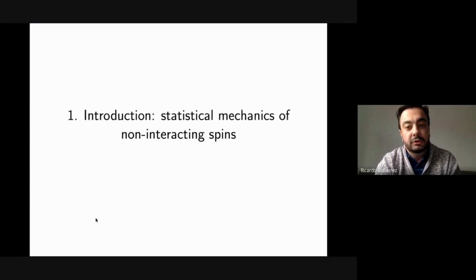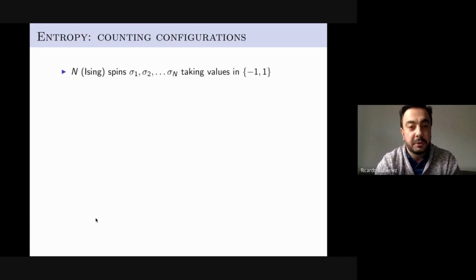So first, introduction, statistical mechanics of non-interacting spins. The idea is very simple. We have n Ising spins, and they take values in -1, 1, as you know. So that means you have 2 to the n configurations.